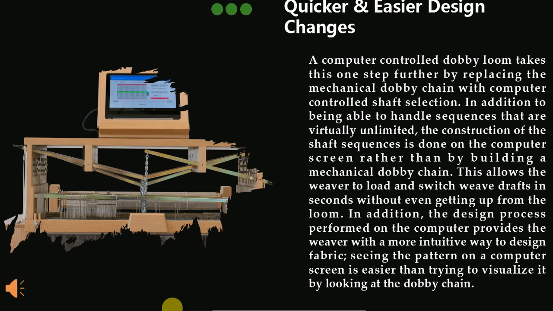In addition, the design process performed on the computer provides the weaver with a more intuitive way to design fabric. Seeing the pattern on a computer screen is easier than trying to visualize it by looking at the dobby chain.